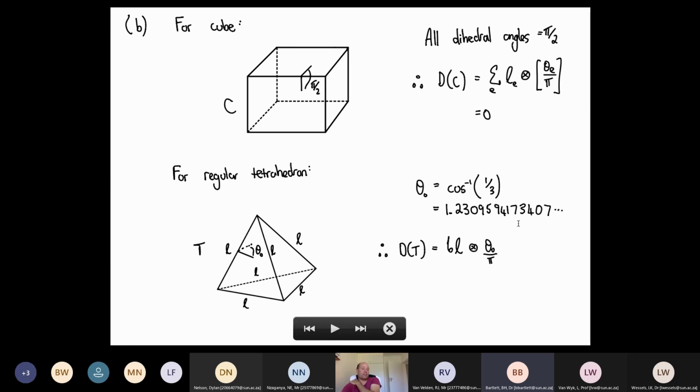Okay, so that means the Dehn invariant of the tetrahedron is 6 times the side length L tensored with this angle over pi. And you can go ahead and check that this number is irrational using some trig identities. I challenge you to do that, to prove that arccos of 1/3 is irrational. So this shows that this number is non-zero.